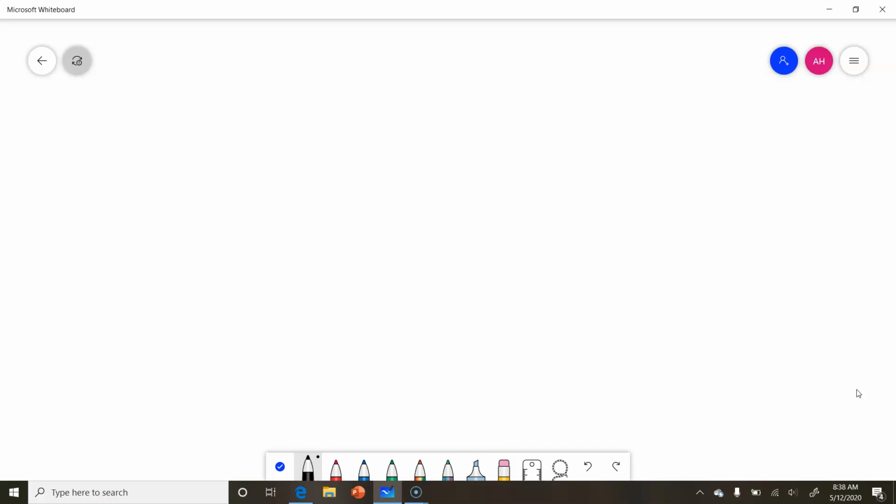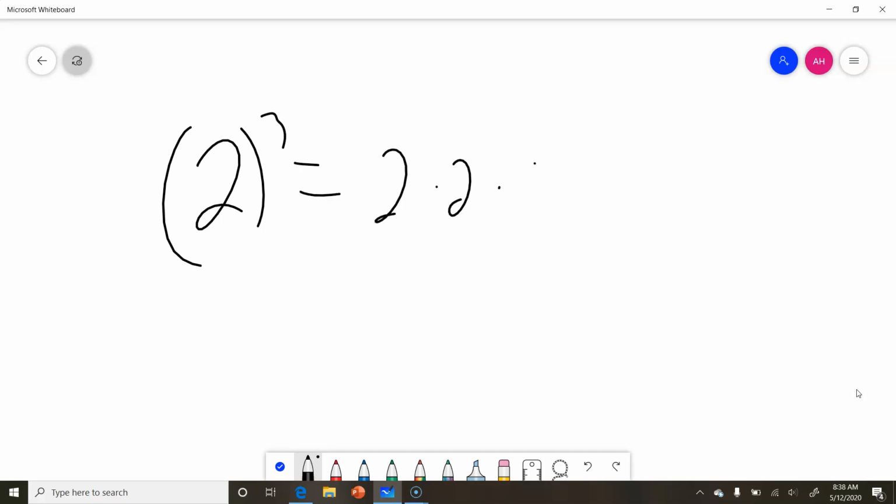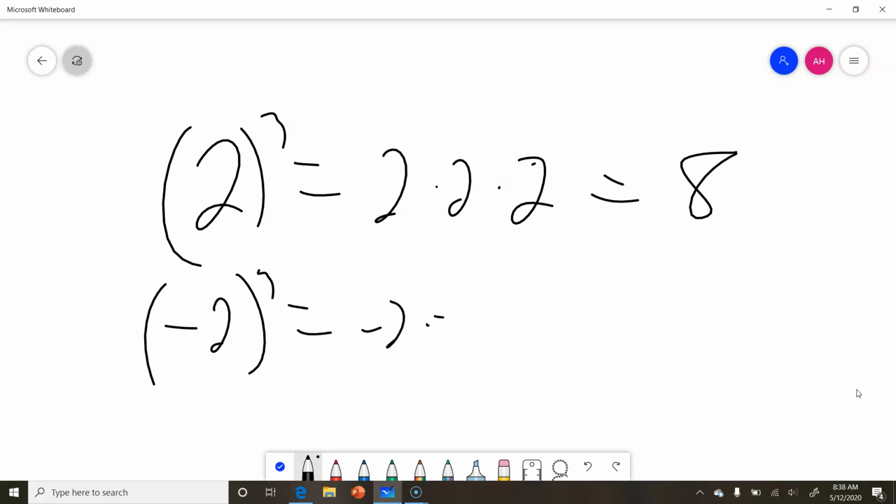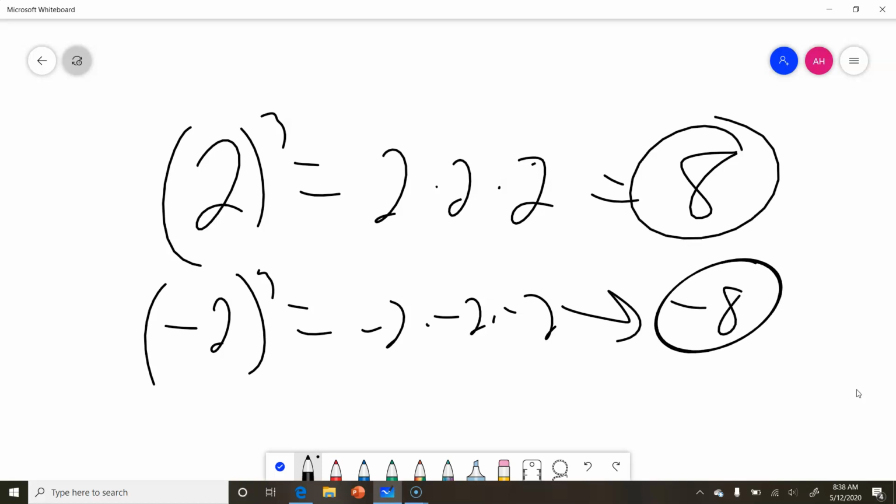I'm going to do some cube roots and then we will be done. If you have 2 cubed, that's the same thing as 2 times 2 times 2, which is 8. Remember though, if you have negative 2 cubed, what do you get? Negative 2 times negative 2 times negative 2, which is actually negative 8. So I go from having 8 to having negative 8. So remember how that works. That's how you cube something.